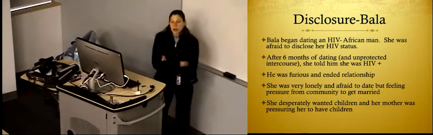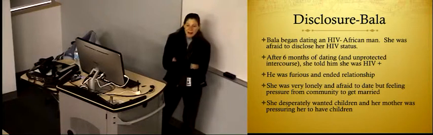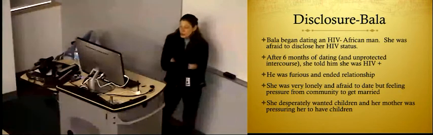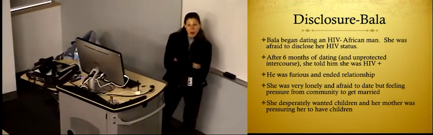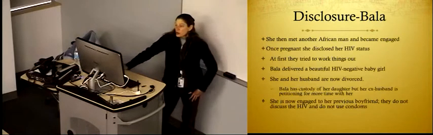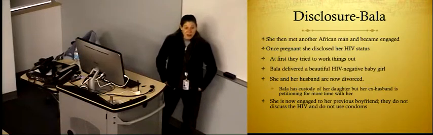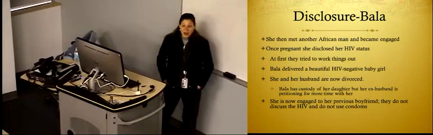She was really lonely. She was talking to some people in her community that hadn't heard about her HIV status, and they were all asking her when she was going to get married. She's a young, beautiful girl. And she really wanted to have children, and she had been talking to her mom at home in Liberia, who said, when are you going to get married? When are you going to have children? I want my grandchildren. So then she met an African man and became engaged to him, but did not disclose her HIV. Once she was pregnant, she decided to disclose, and she told me this. She said, when I get pregnant, then I'm going to tell him that I had HIV.